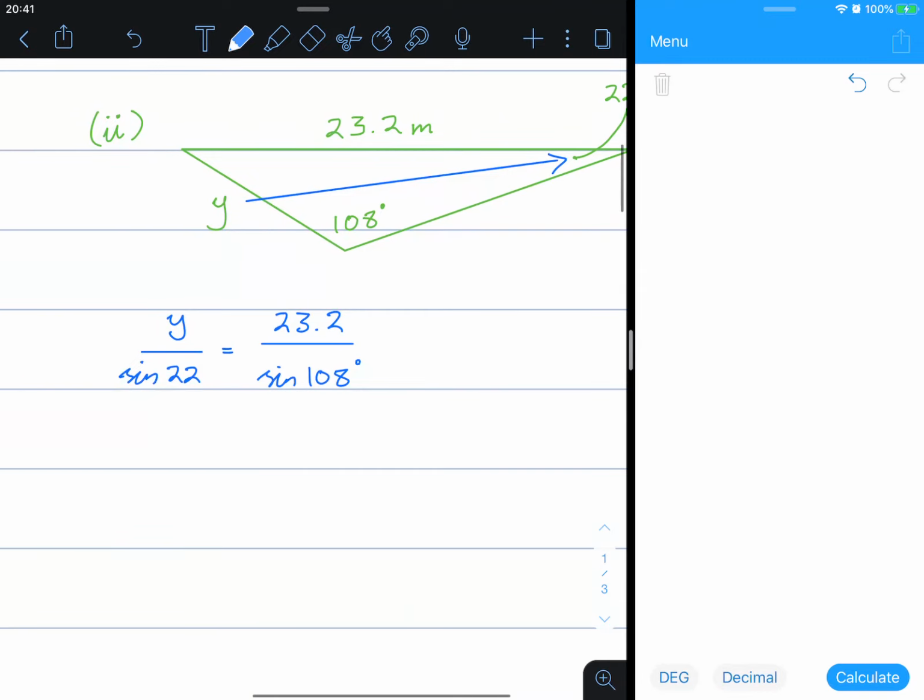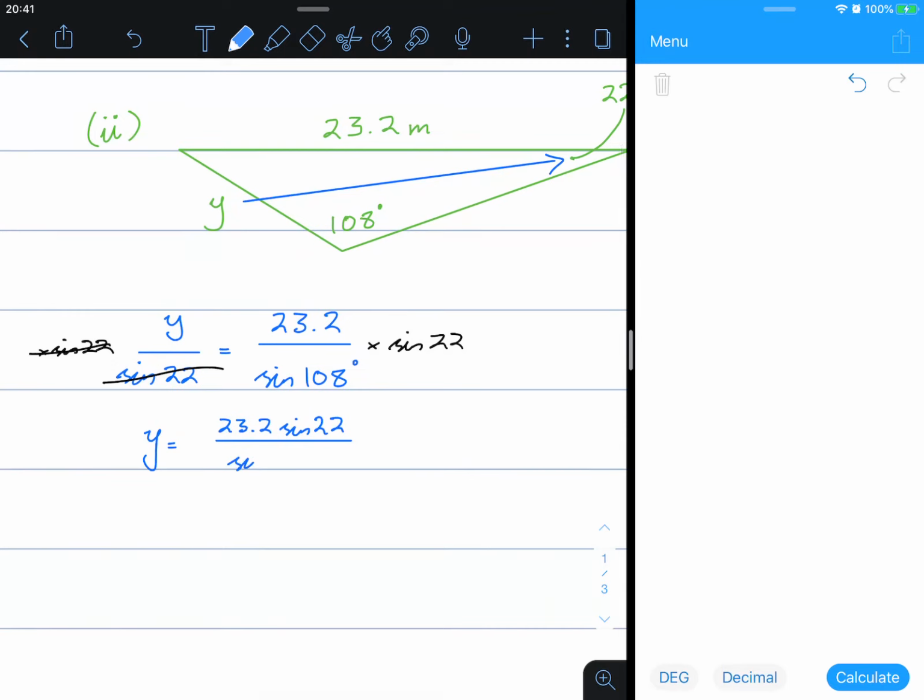We're going to multiply by this denominator, so times sine 22 on both sides. These two will cancel, leaving us with y is equal to 23.2 sine 22 over sine 108.